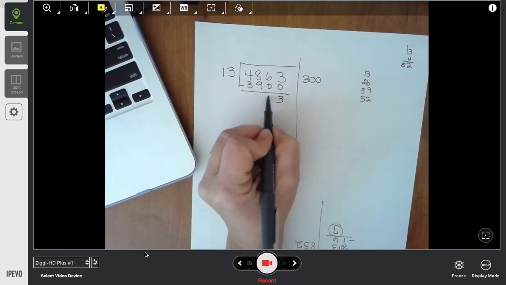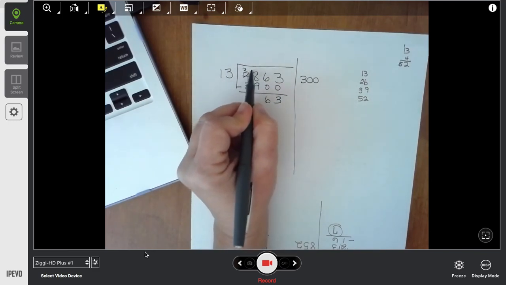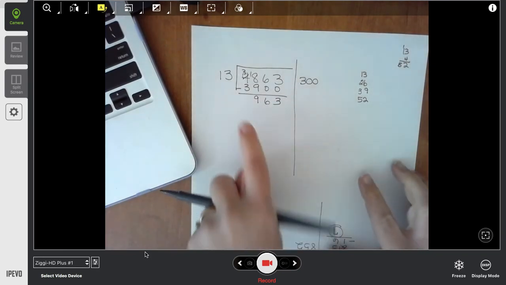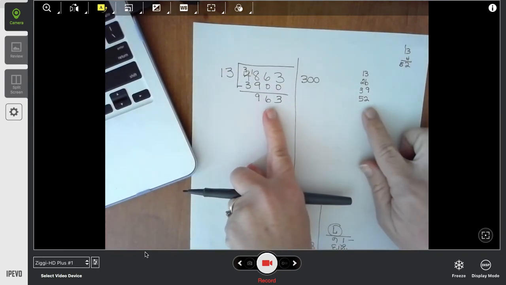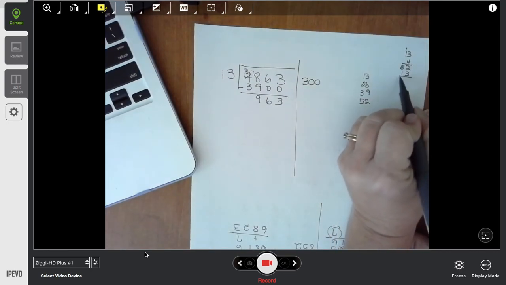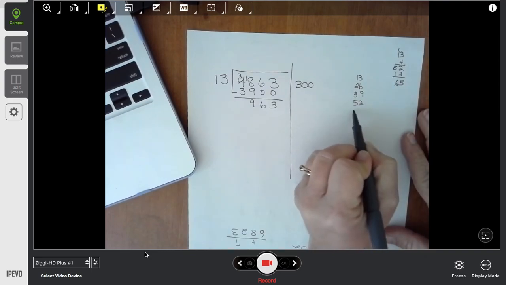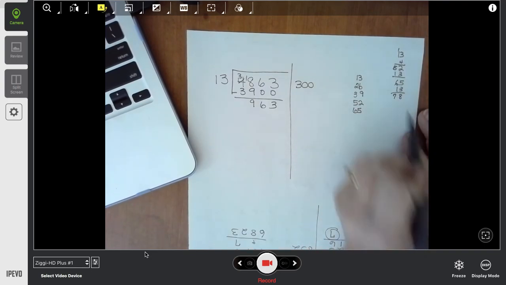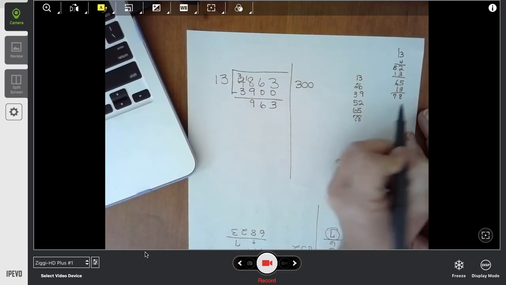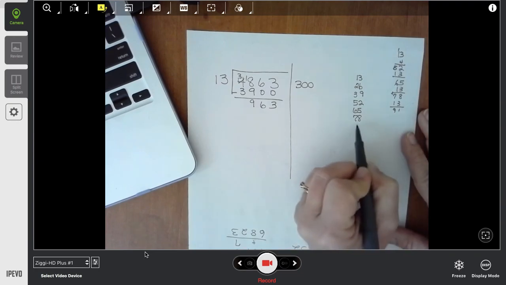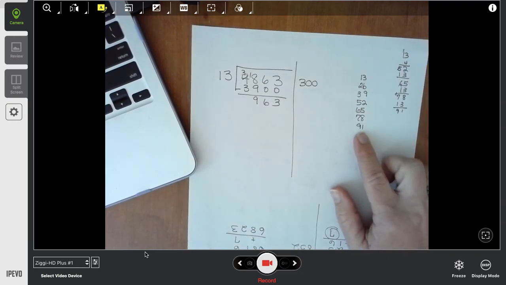I'm going to subtract and get 963. Well, 13 can't go into 9, but it'll go into 96. I'm going to keep going with my 13s here. So I'm going to add 13 to my 52. That's 65. Another 13 is 78. I can keep going. Add another 13 is 91, and that's going to do it.